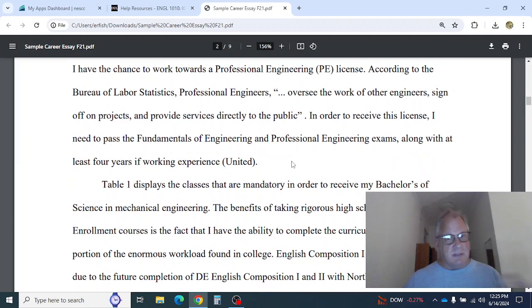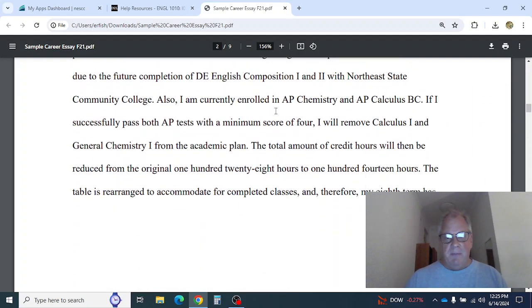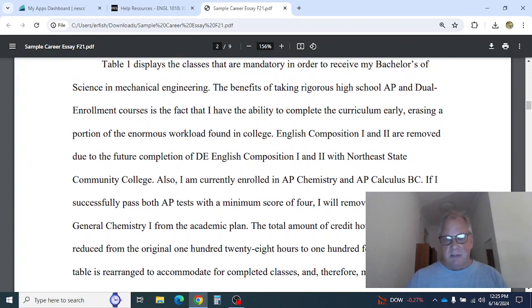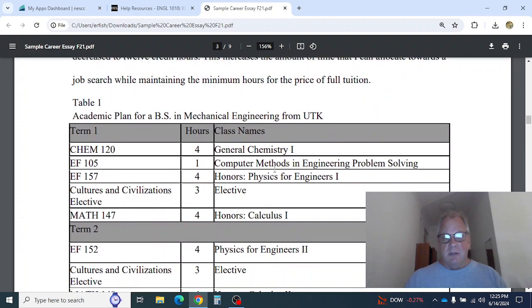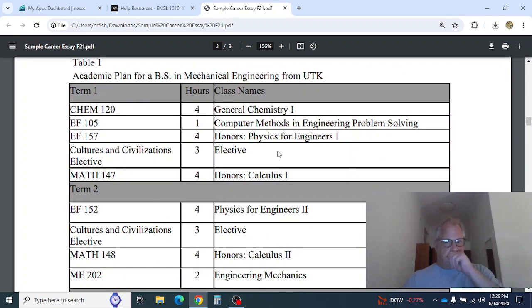Just because you get your degree doesn't mean you can go out and claim you're an engineer, right? He also gives his academic plan. He has to do a little explaining here because he's a dual enrollment student, so some of the classes that you'd expect to see on the academic plan aren't going to be there. And that's what he's doing there. But we're going to put the academic plan as a table into the essay. That's why we're doing that academic plan first.